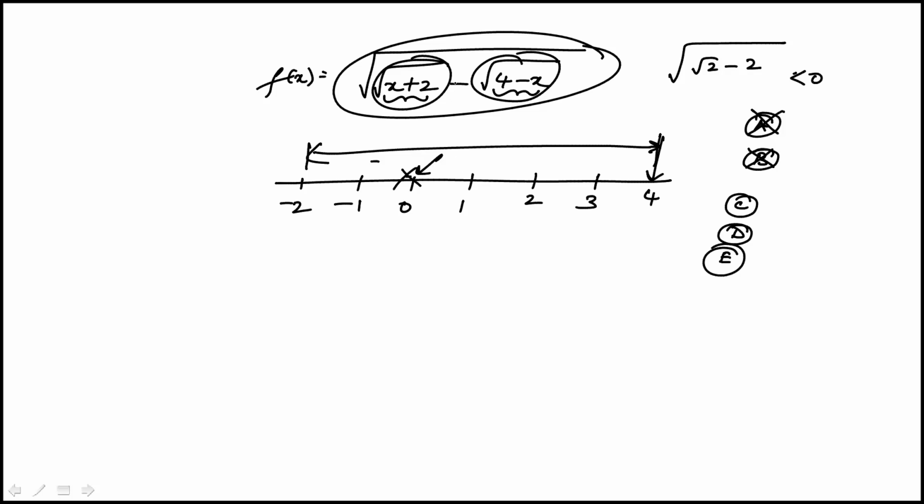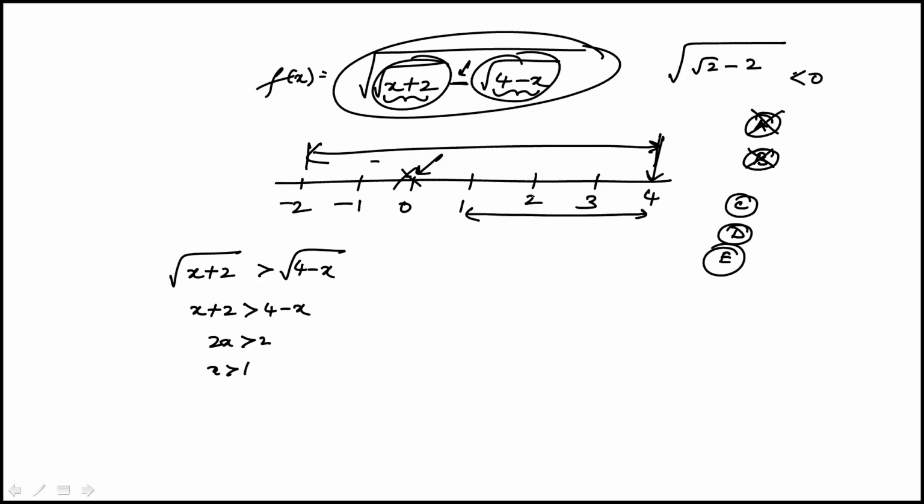We can also see that because we're subtracting these two quantities, square root of x plus 2 needs to be greater than square root of 4 minus x. And that would be true when x plus 2 is greater than 4 minus x, or 2x is greater than 2, or x is greater than 1. So that's the next condition, is x needs to be greater than 1. So we've narrowed it down to 1 to 4. And you'll notice that's choice D.